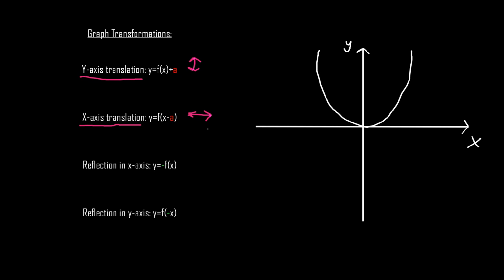We're going to be doing reflections in the x-axis, so we're flipping a graph over the x-axis, and we're going to be doing reflections in the y-axis, which means we're going to be flipping graphs around the y-axis here.